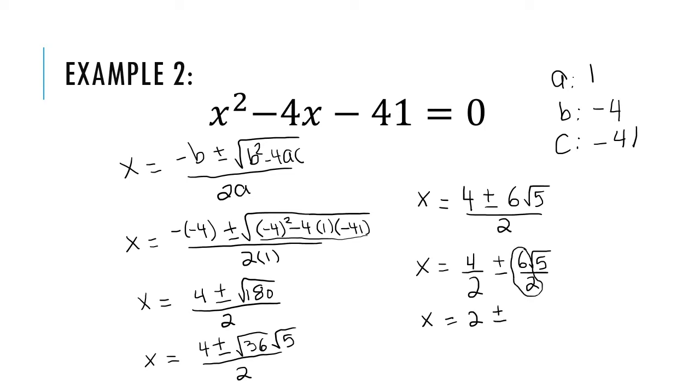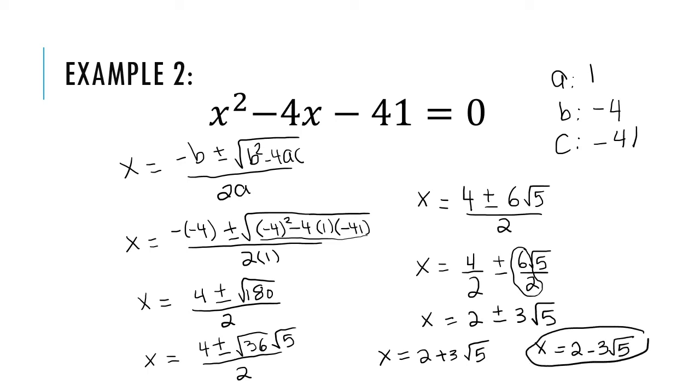these are real numbers that I can divide. I have 3 radical 5. And this means I have 2 answers: x equals 2 plus 3 radical 5, and x equals 2 minus 3 radical 5. I have 2 answers here for this quadratic equation.